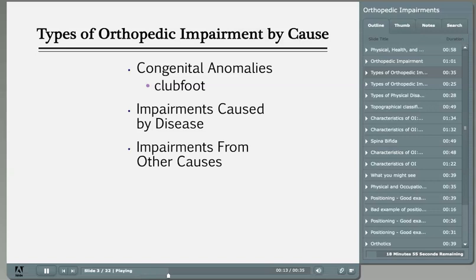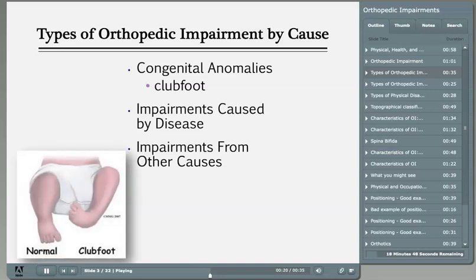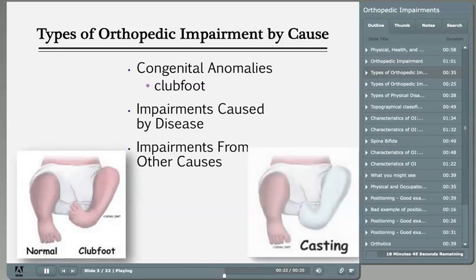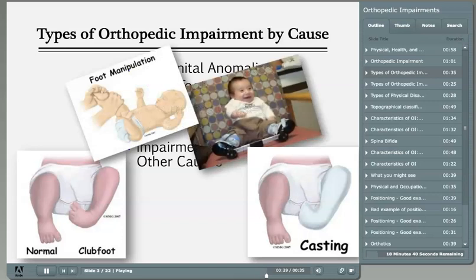Congenital anomalies mean atypical physical development at birth and include impairments such as clubfoot. This is a birth defect where the feet are turned inward. Without treatment, people with clubfoot appear to walk on the sides of their feet or ankles. Clubfoot can be bilateral or it can be unilateral and just affect one foot.